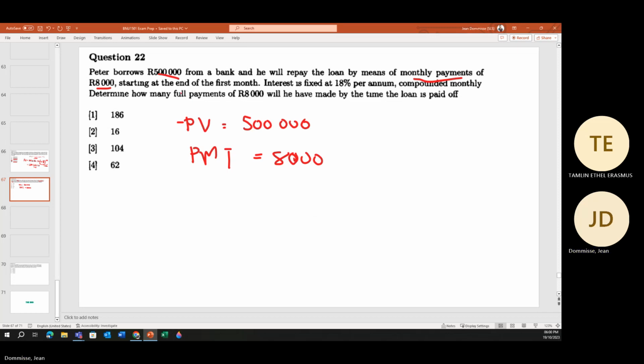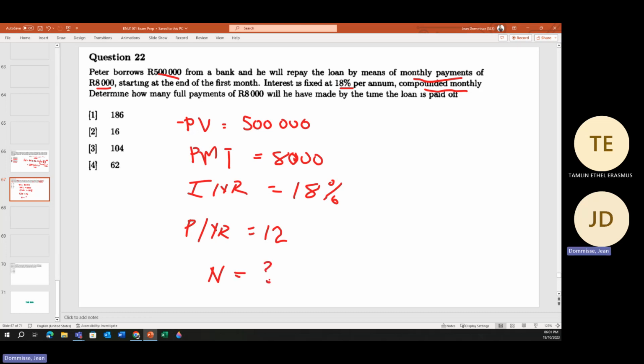Then starting at the end of the first month, interest is fixed at 18%. So we know what our interest rate is. This question looks very familiar. Compounded monthly, determine how many full payments of 8,000 will be made by the time the loan is paid off. Okay, so we need to just change our payments per year to 12 again. Remember, it's now sitting at 52, and then we're looking for N.